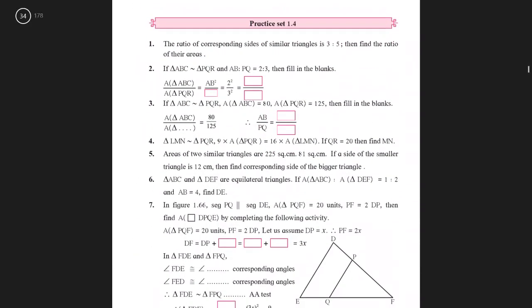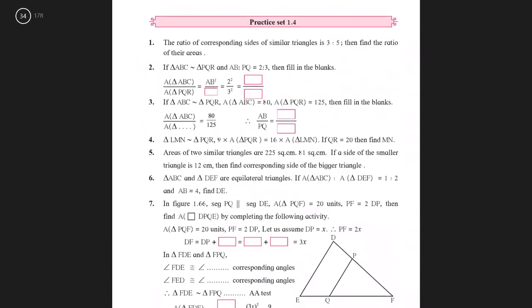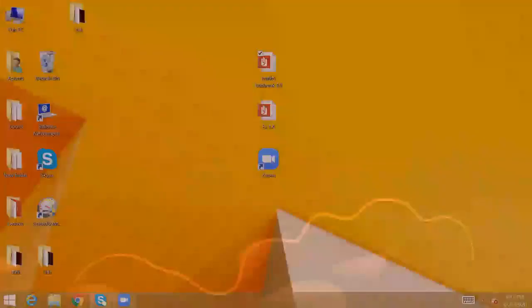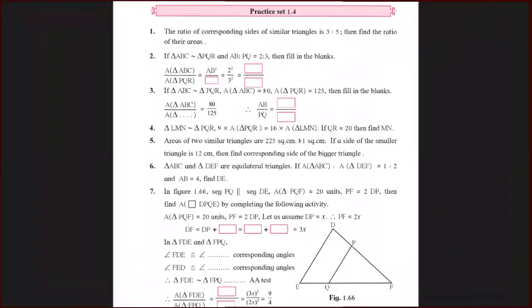Next, we go to exercise 1.4. Question number 1. The ratio of corresponding sides of similar triangles is 3:5. Find the ratio of their areas. Now, it's a direct application of the theorem. How do we do this?